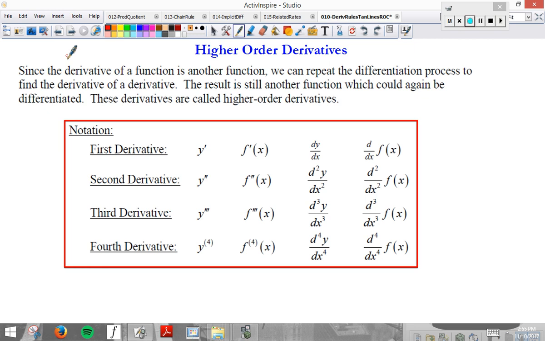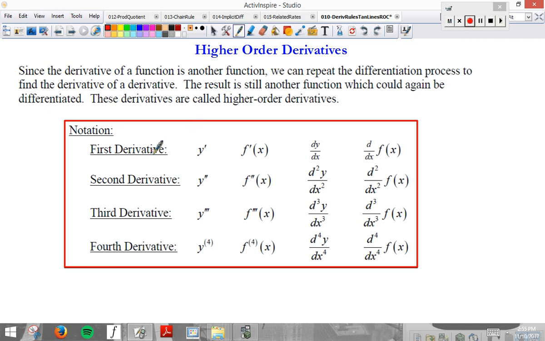So the idea here is that since our derivative was just another function, we can take the derivative of that function. That would give us the derivative of a derivative. And then we could do that again and again and again. These derivatives are called higher order derivatives. Order referring to how many times it's being done, higher being, again, we're going higher and higher in the differentiation process. So here's the notations you might see for these things.